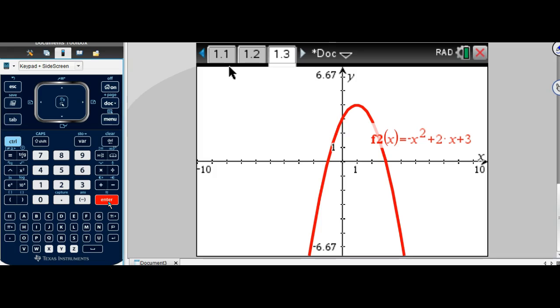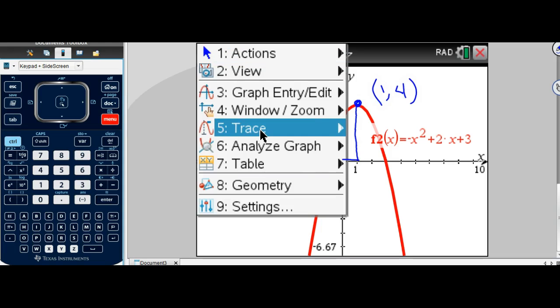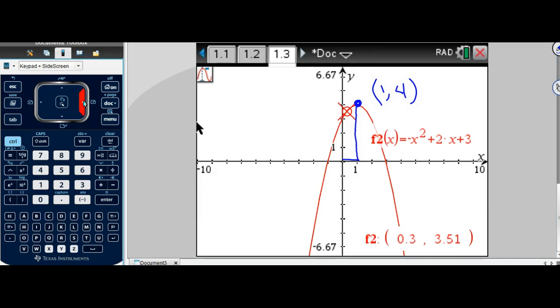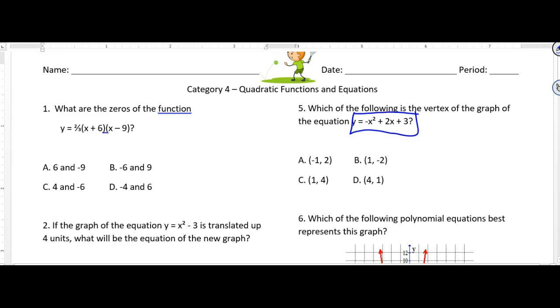There's our graph. I can pretty much see it just looking at it. It's over 1, up 4. So 1, 4. But just to make sure, I'm going to go menu. I'm going to graph trace. And I'm going to arrow to the right until I get to the maximum, which is 1, 4. Go back to here. We got 1, 4. C.